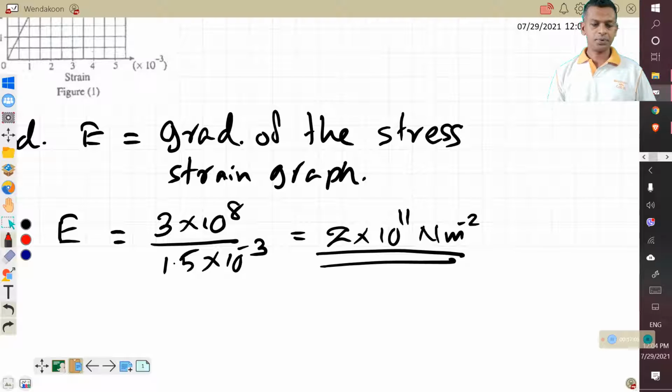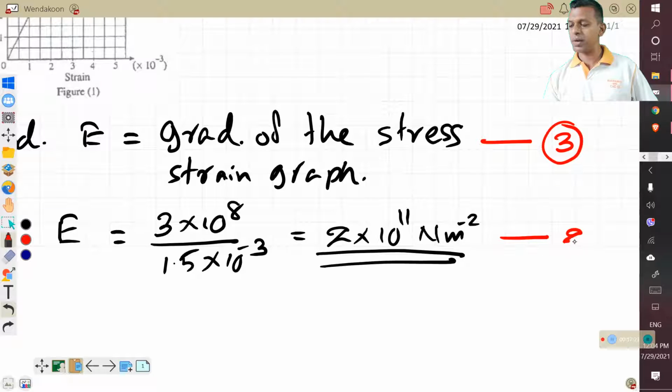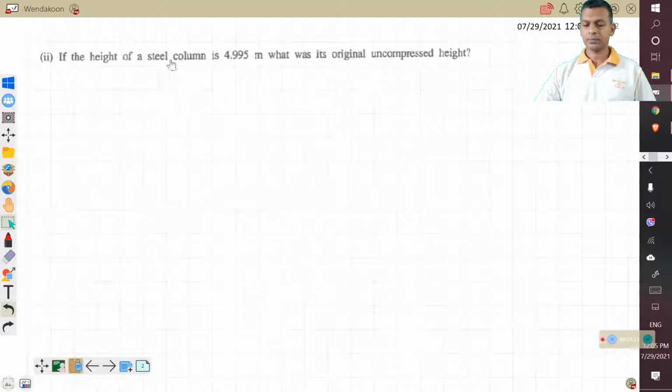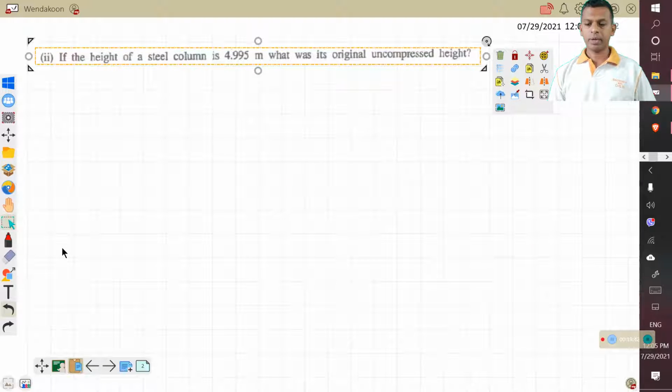You have 3 marks for the identification of the gradient as the Young's modulus, and for the final answer another 2 marks. Second part: if the height of the steel column is 4.995 meters, what was its original uncompressed height?